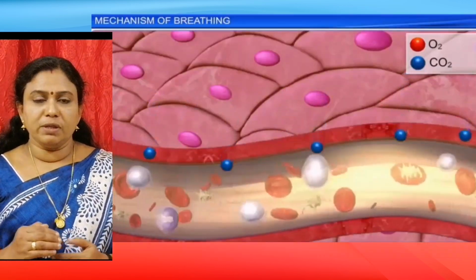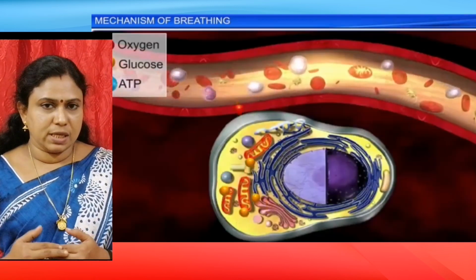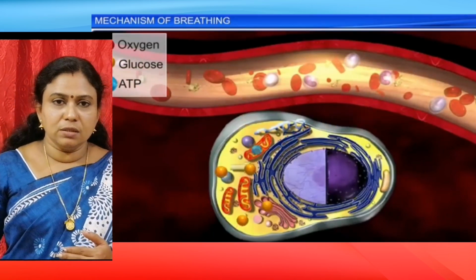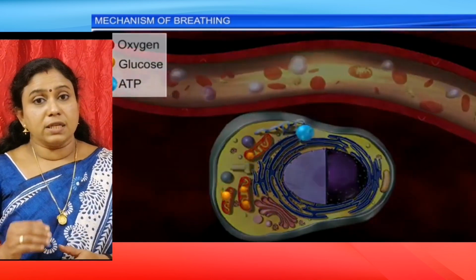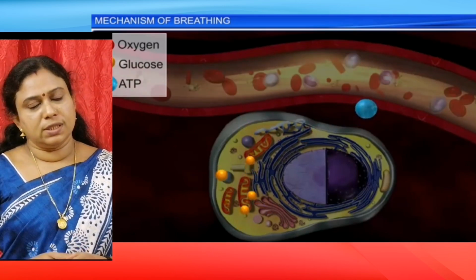Now, after this gaseous exchange, the oxygen will be transferred from the capillaries through the blood vessels, and through the blood vessels, this oxygen reaches the body tissues in all parts of the body and enters each and every cell where oxidation of food takes place. In higher animals like humans, elephant, tiger, etc., it is difficult for the oxygen to reach each and every cell by the process of diffusion.